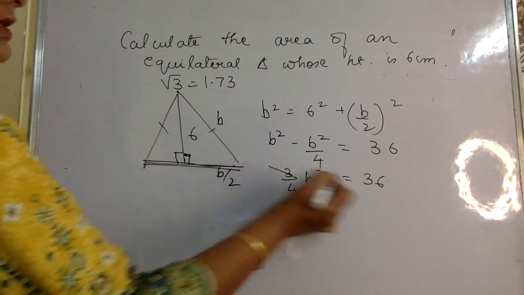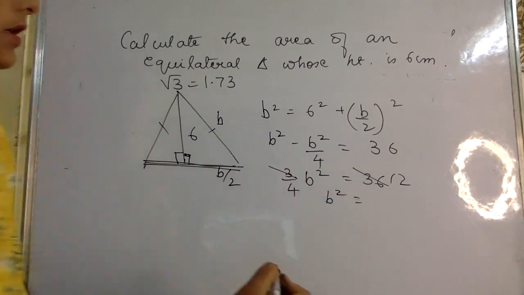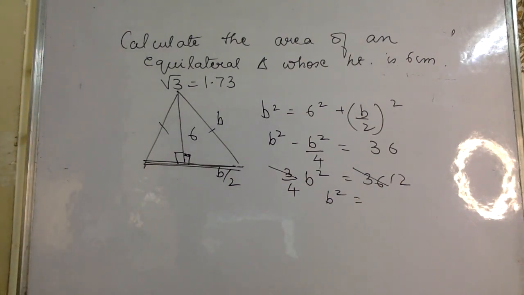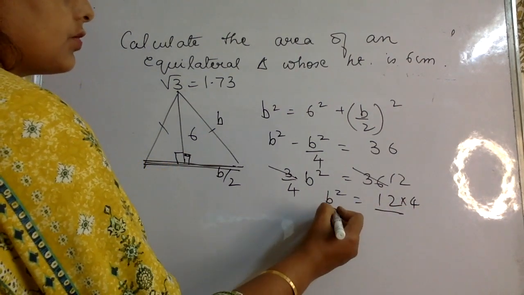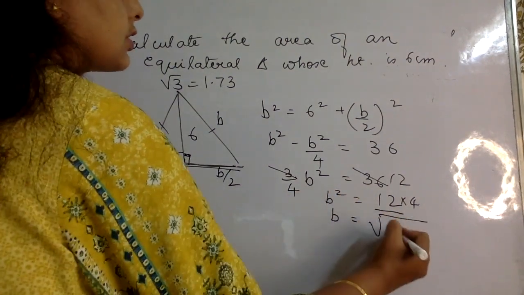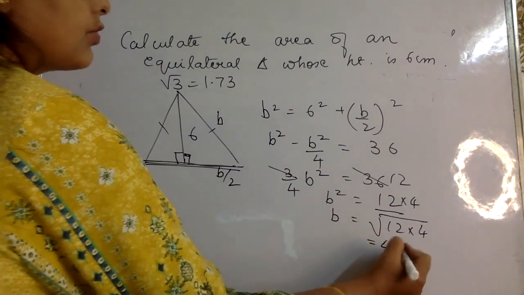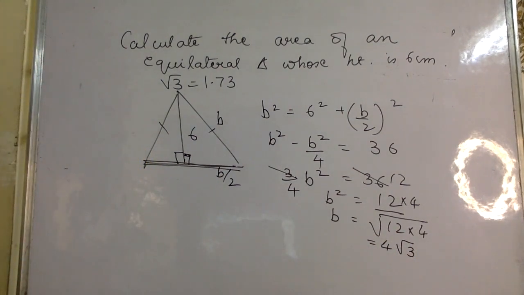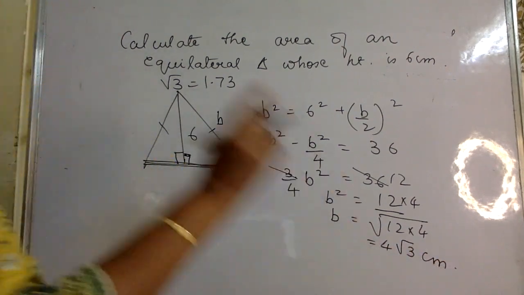Okay, can I cancel this with this? Yes, so b square is 12 into 4. So can I proceed with the value of b? It is the square root of this. Here one more 4 is hidden. Let me take out one 4 and a root 3. So side is 4 root 3. Okay, so side of the triangle has become 4 root 3 centimeters.